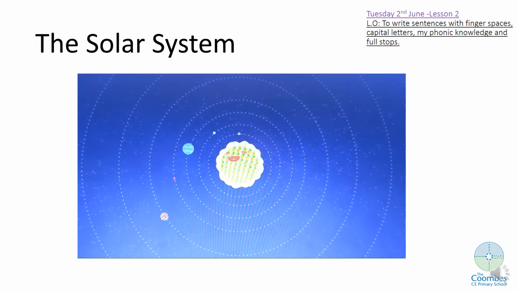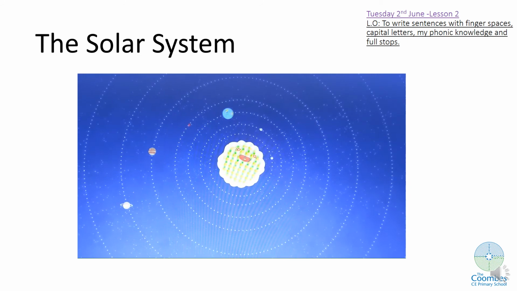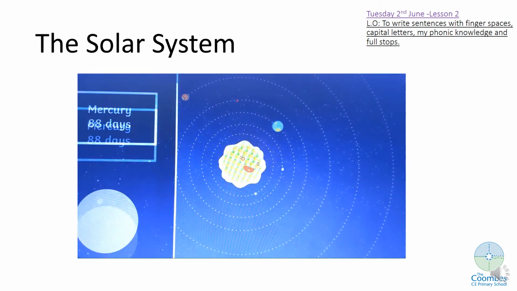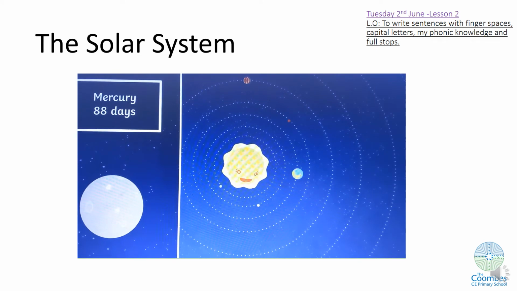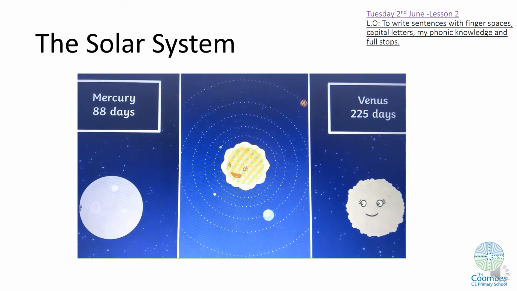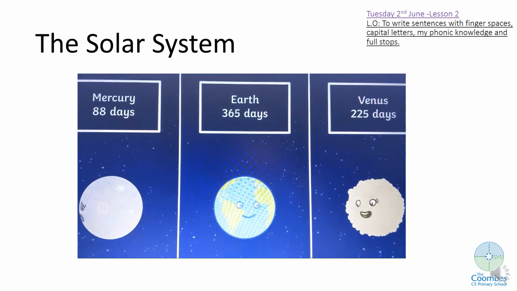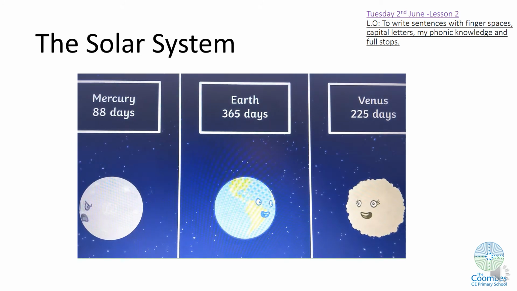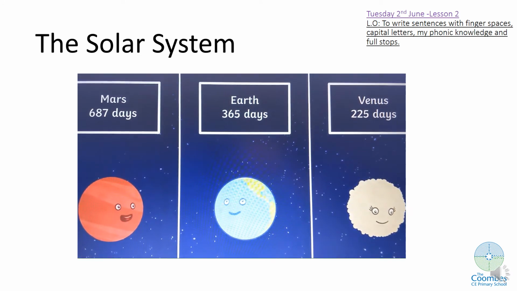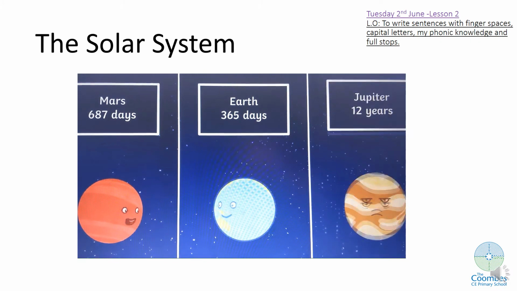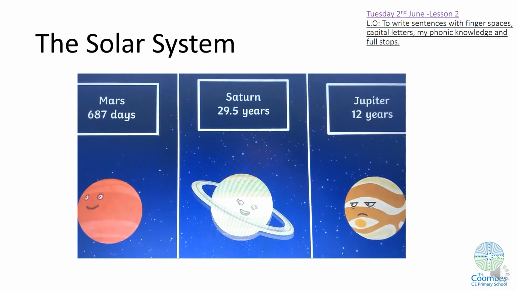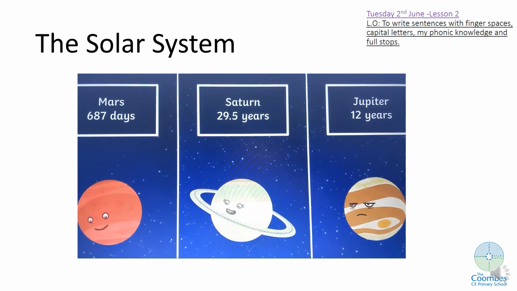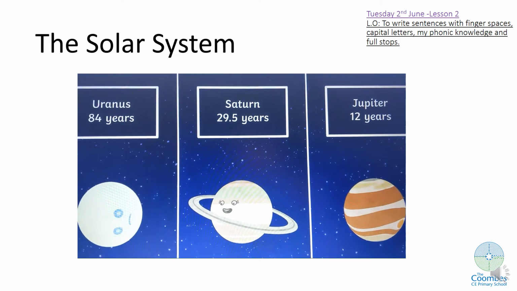There are 8 planets orbiting the Sun at different speeds. Mercury takes 88 days. Venus takes 225 days. Earth takes 365 days. Mars takes 687 days. Jupiter takes 12 years. Saturn takes 29.5 years. Uranus takes 84 years. Neptune takes 165 years.